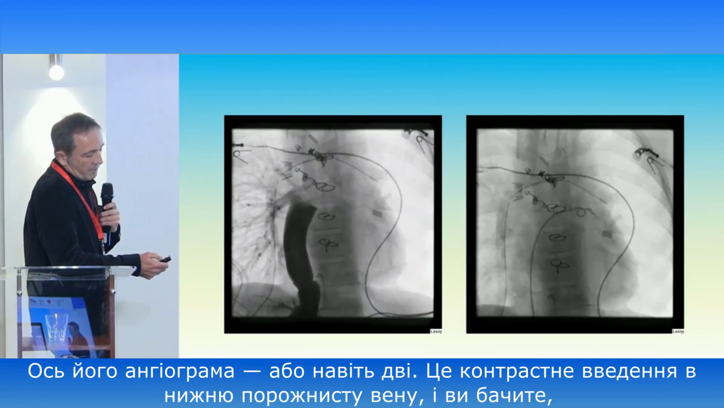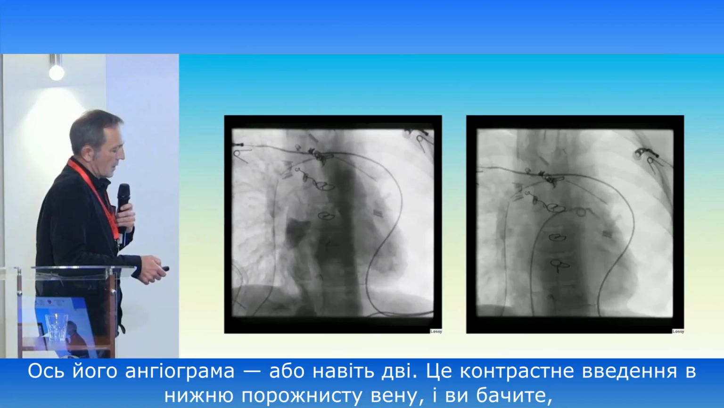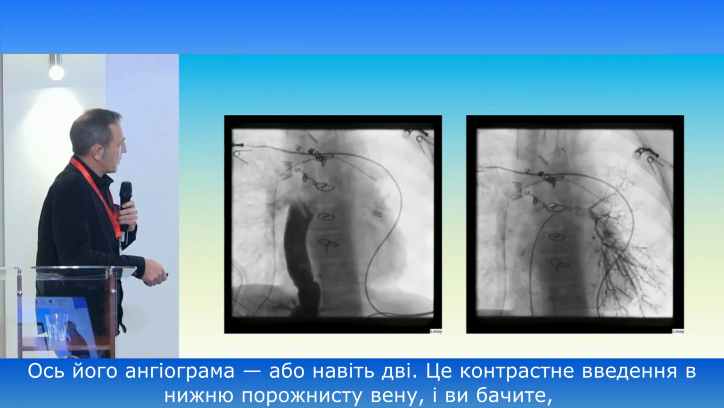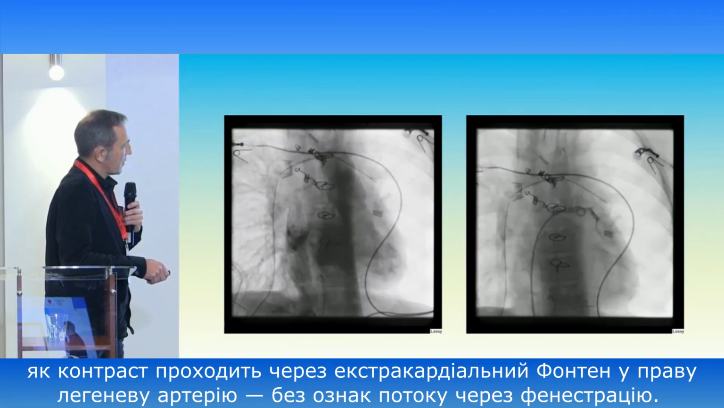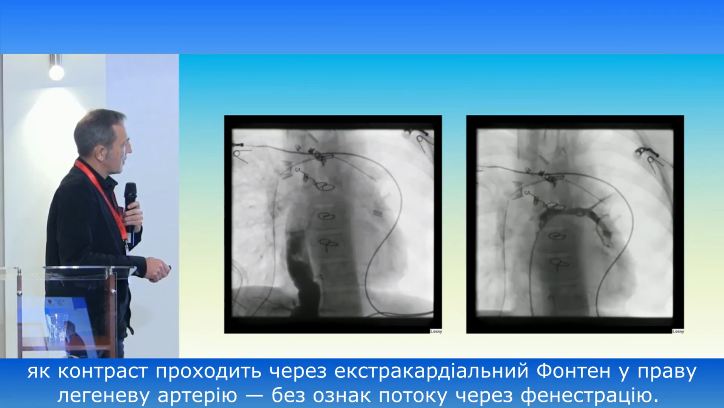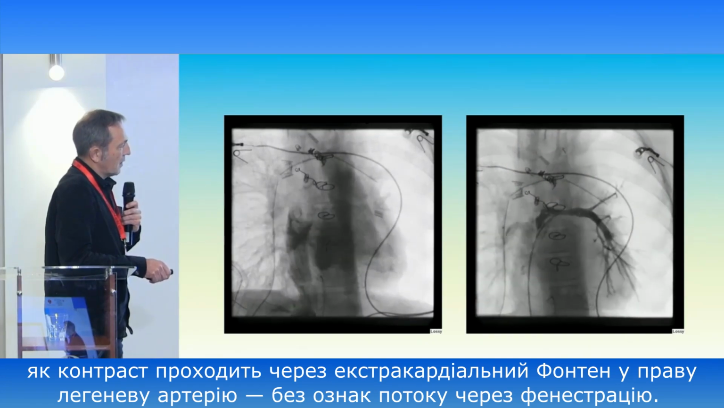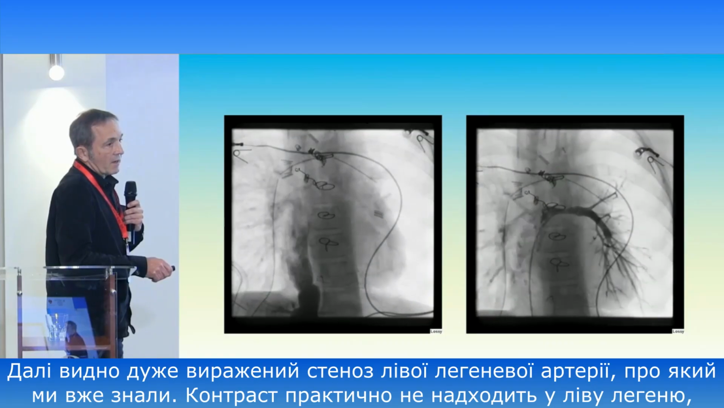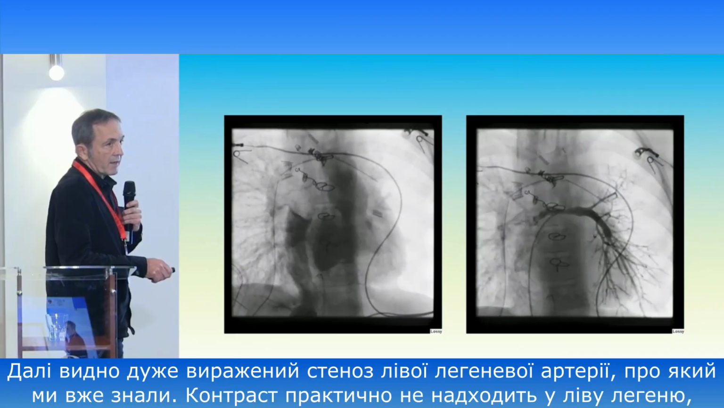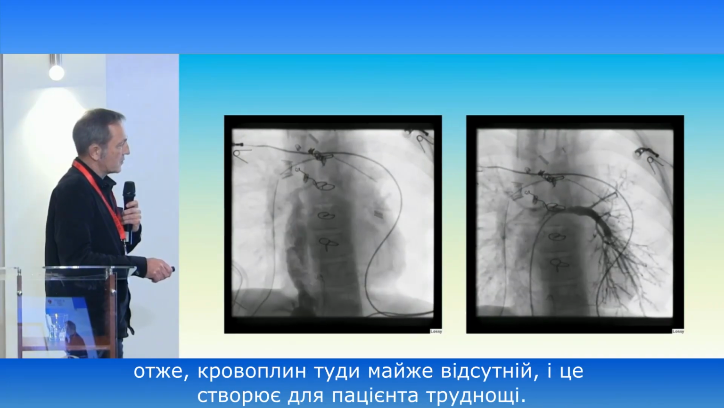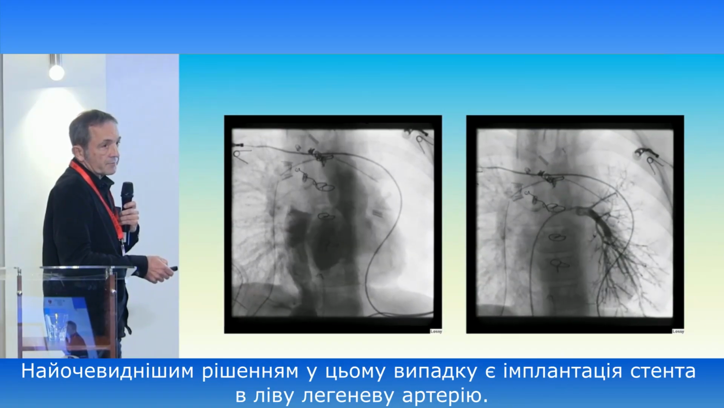So this is his angiogram, or 2 of them. Press the right button. This is an injection into his inferior vena cava, and you can see that the contrast goes up through the extracardiac Fontan into the right pulmonary artery, and there's no fenestration flow. And now you see there's a very tight left pulmonary artery stenosis that we knew about, and the contrast is not really going through that left lung. So he's struggling. So the obvious thing to do would be to put a stent in the left pulmonary artery.